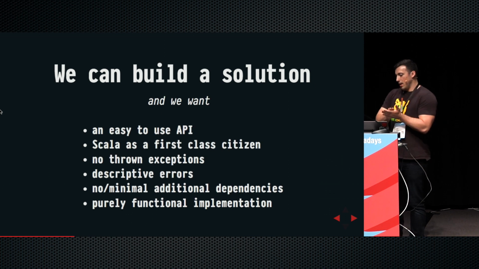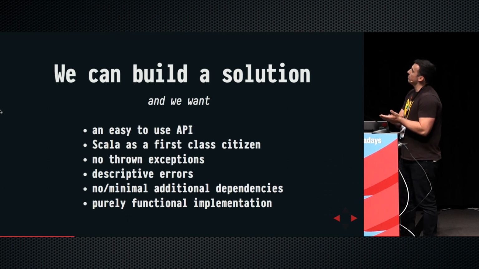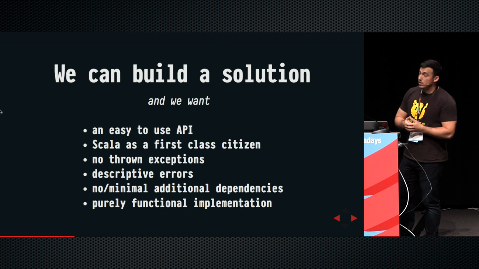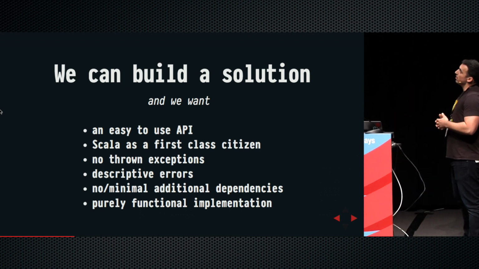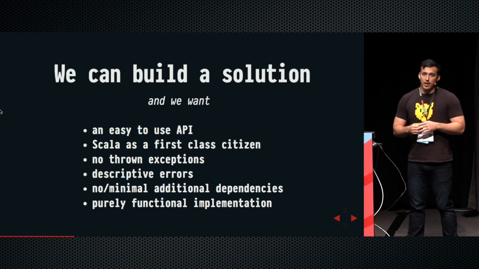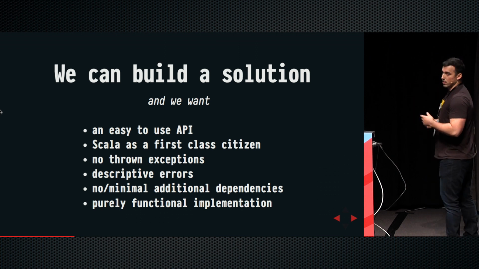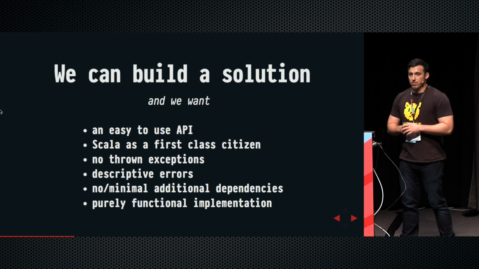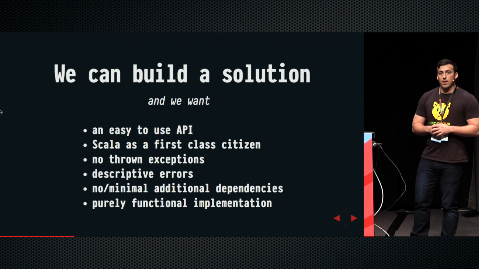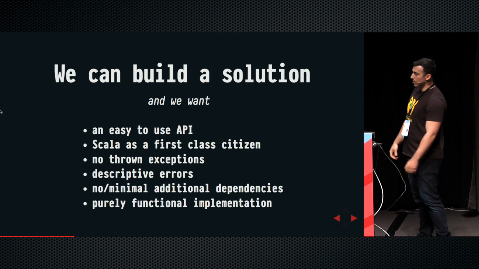So we can build a solution. This is what we want, or kind of what I want. I want an easy-to-use API, so beginners are able to use this library. Want Scala as a first-class citizen. I think a fair number of people use Typesafe Config. That's a Java library, so it works well in Scala, but it's not a Scala first-class citizen in my mind.